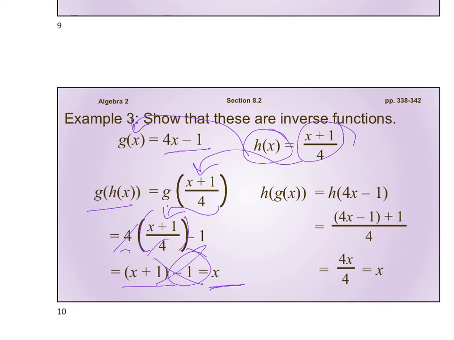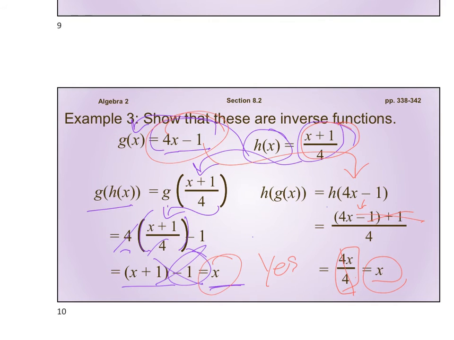It won't always. So now I look at h of g of x. So that becomes h of g. G of x is 4x minus 1, so it goes here. H of x was x plus 1 over 4, so I plug this in for x: 4x minus 1 plus 1. Notice the minus 1 and the plus 1 disappear. So now I have 4x over 4. The 4s cross out. I have just x. So since I have just x in both compositions, this is indeed an inverse. So the answer to this would be, if you will, a yes.